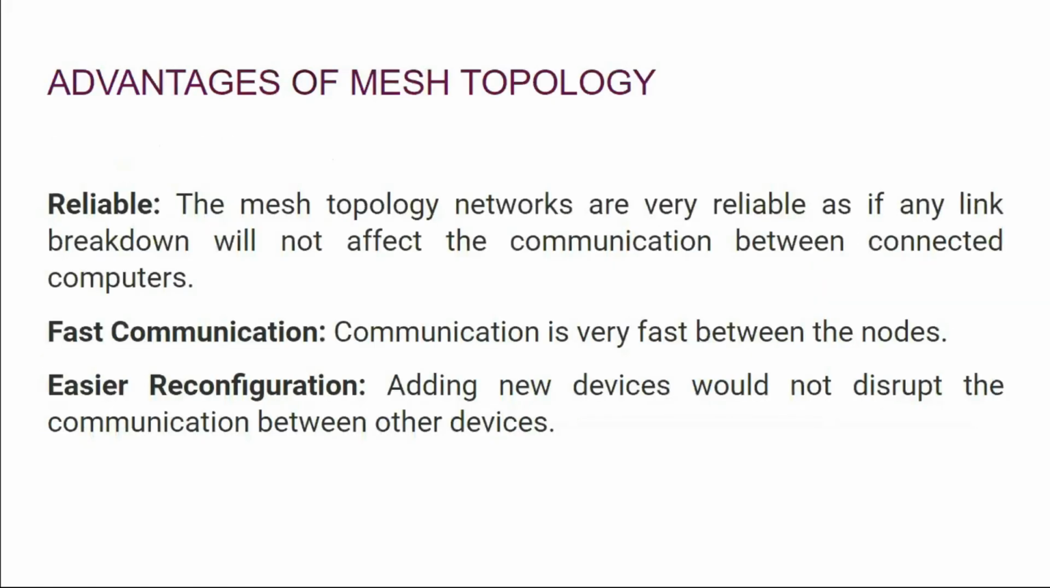The advantages: it is more reliable, because each node is connected with other nodes, so we can be assured that we will get the information by some way. Even if one link breaks, we can get the information on time. And communication is faster. We have many different paths, so we can choose whichever path is suitable, using the routing policy, and go ahead very fast.